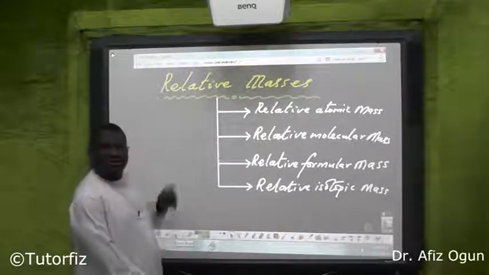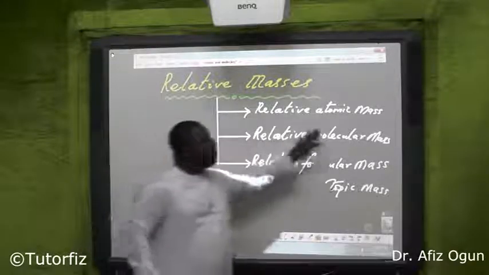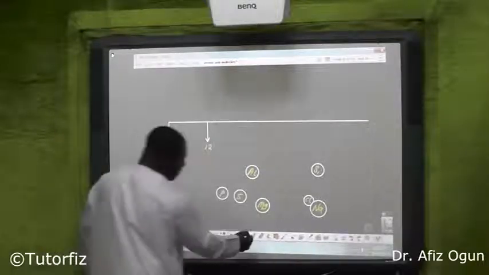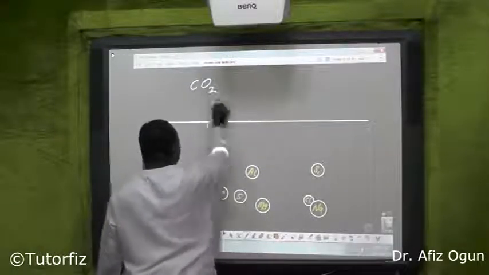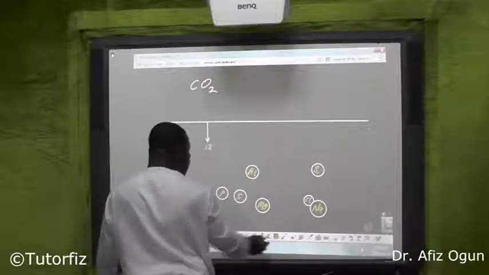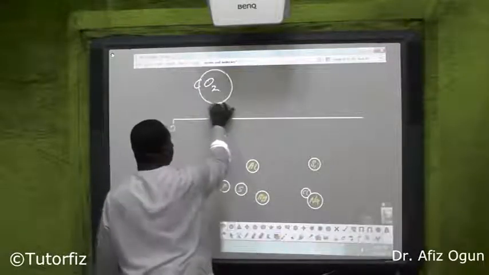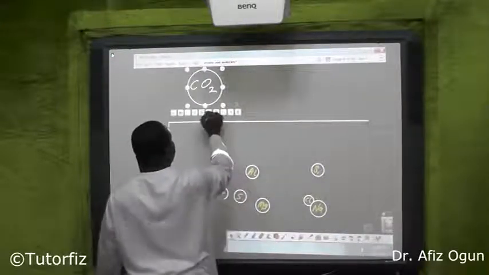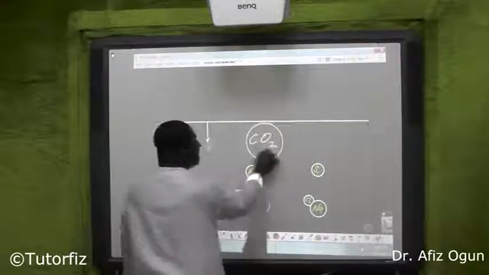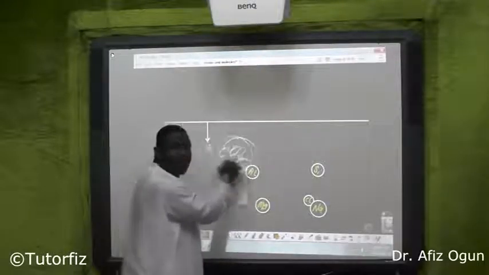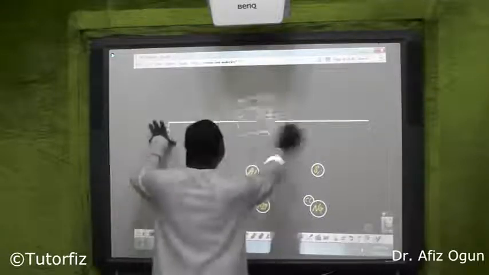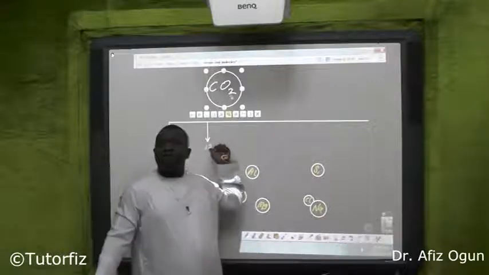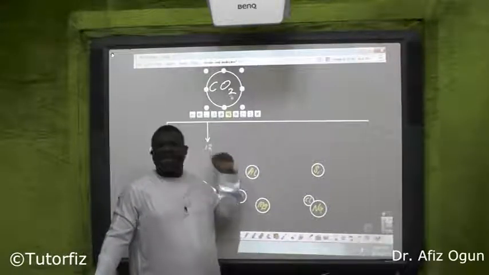On that scale we also have relative molecular mass. What about molecules? I have molecules. CO2, carbon dioxide molecule. I can as well place carbon dioxide in that scale. What will be the average mass of this molecule on this same scale, where the mass of an atom of carbon-12 is 12?